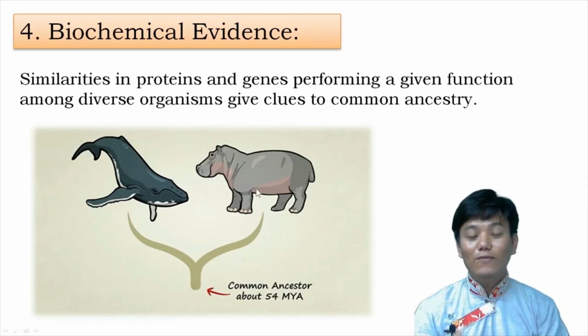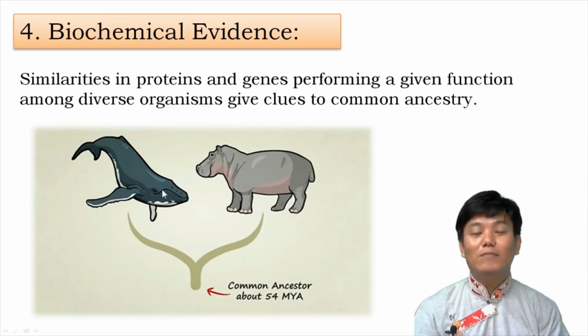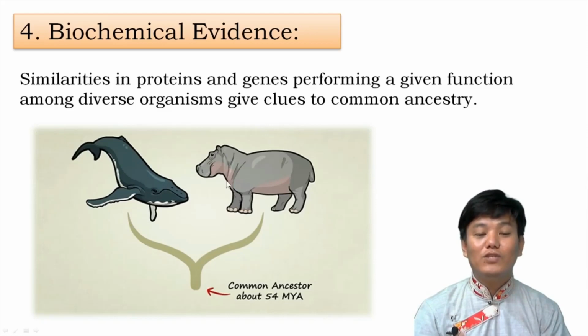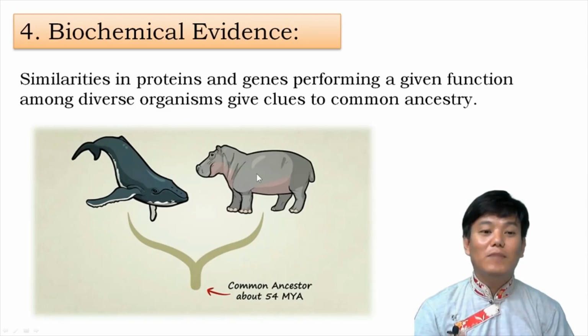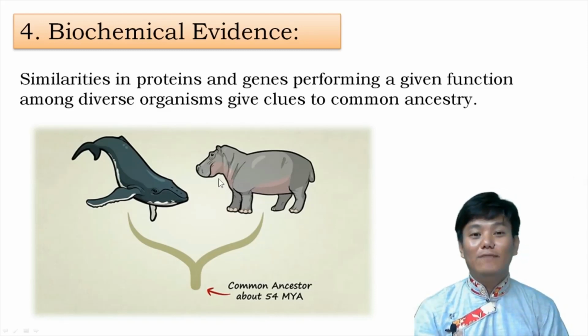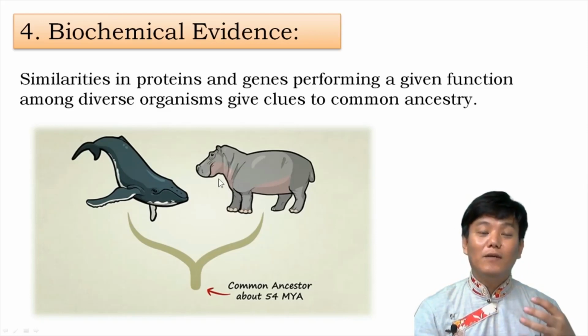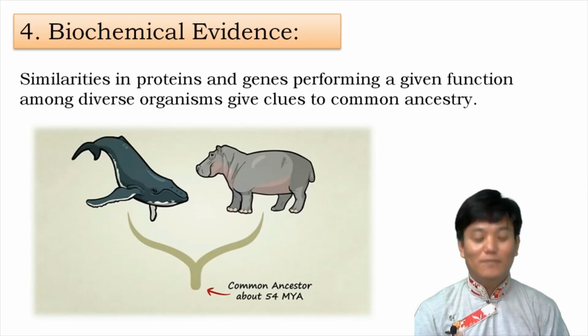By looking from the outside, we cannot say that these two are related. But by comparing their biochemicals, like genes and DNA, they found out that these two organisms are evolutionarily related to each other. In fact, they are more related to each other than to any other mammals. So that is the biochemical evidence: similarities in biochemicals like proteins and genes can indicate common ancestry.